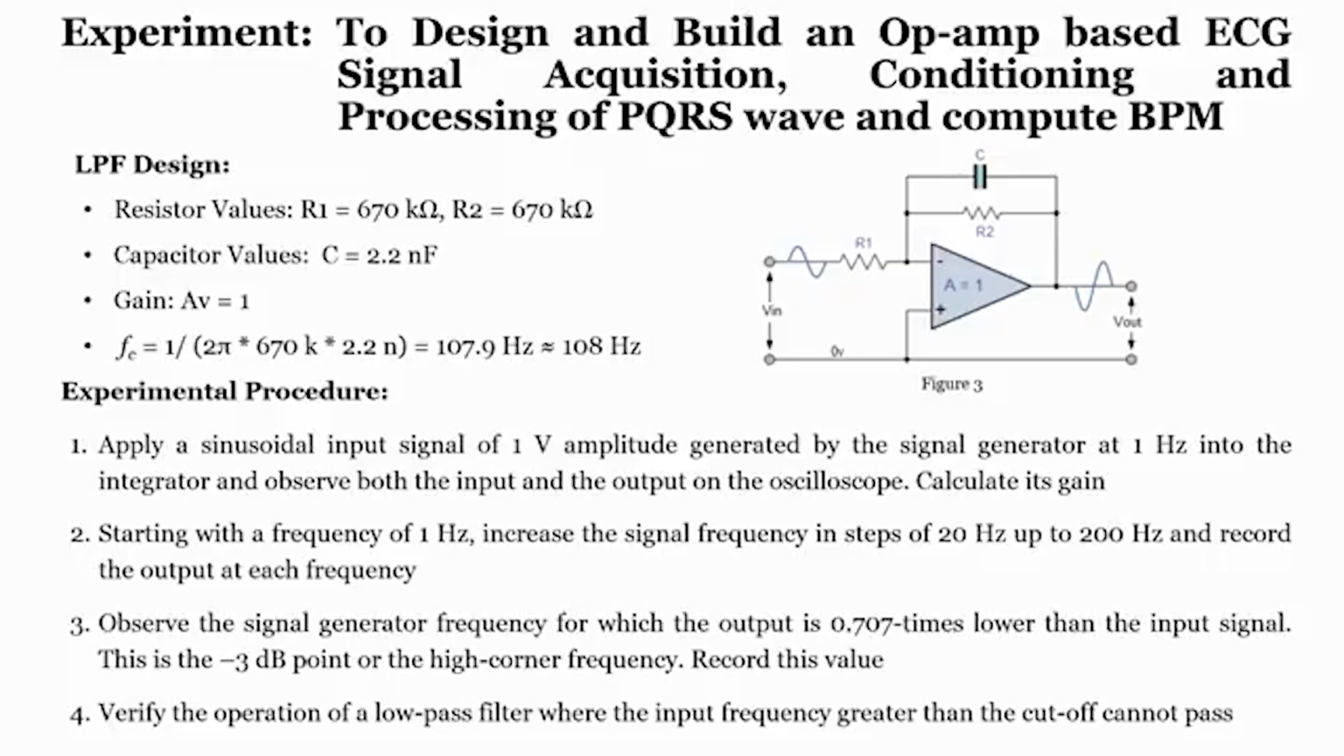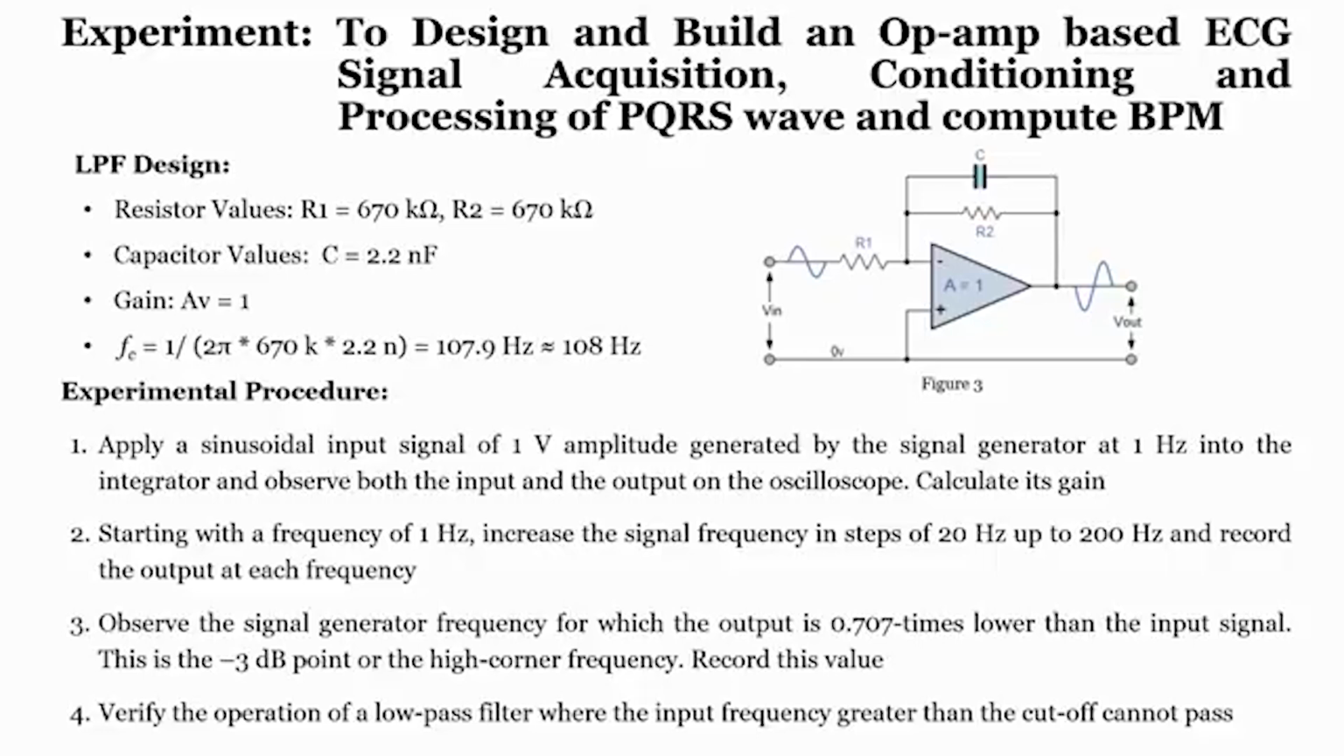Now, for this, what is the experimental procedure? The experimental procedure is given here. We have to apply a sinusoidal input voltage of 1 volt, from a signal generator at 1 hertz, into an integrator and observe both the input and output on the oscilloscope.